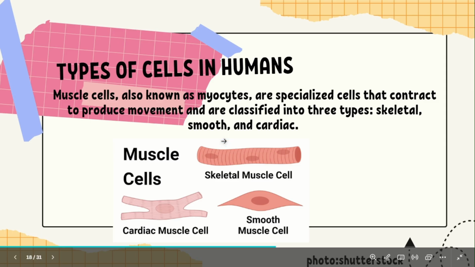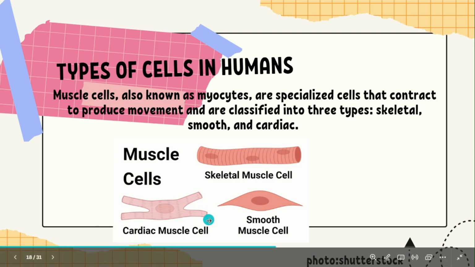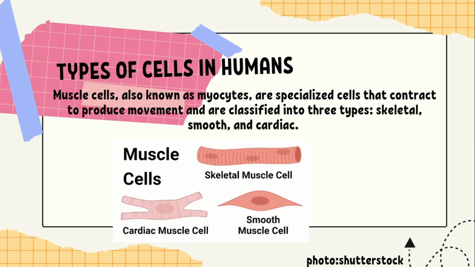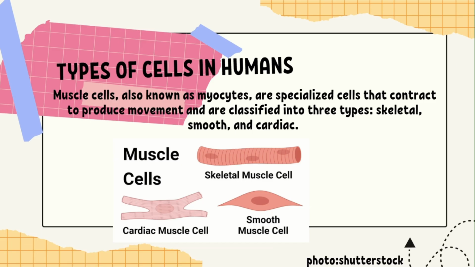Okay, we're on muscle cells. So this is another type of cell in the human body. These are our muscle cells and they contract in order to produce movement. We have three types: skeletal, smooth, and cardiac. Cardiac muscle cells are in our heart, obviously responsible for pumping our blood around the body. So very, very important. Smooth muscle cells are responsible for involuntary movements within the body, right? Involuntary meaning something like breathing.